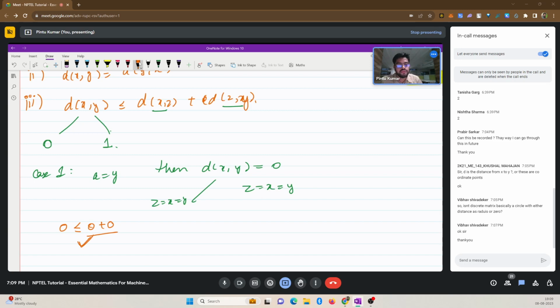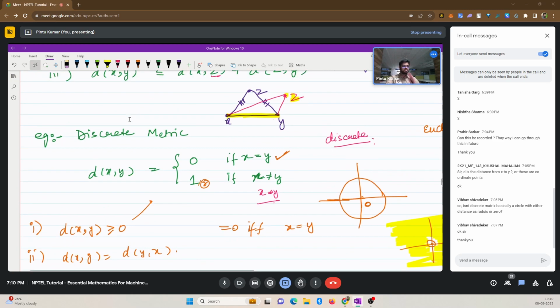Now for the other part, where z is not equal to x and y, what would happen is that d of x comma z is 1, d of z comma y is 1, and 0 is less than or equal to 1 plus 1. So this property is also satisfied. Similarly, when x is not equal to y, you can split the z thing into different cases and verify that the triangle inequality is satisfied. There is a particular reason why I took this example. When we do norms, we will understand why I took it.